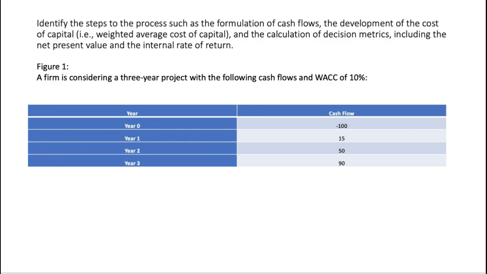And here what I did is I said the WACC is 10%. A lot of times we just come up with the WACC, it's given, or we do the long calculations where we find all three different things that need to come into play. So the next thing is cash flows.